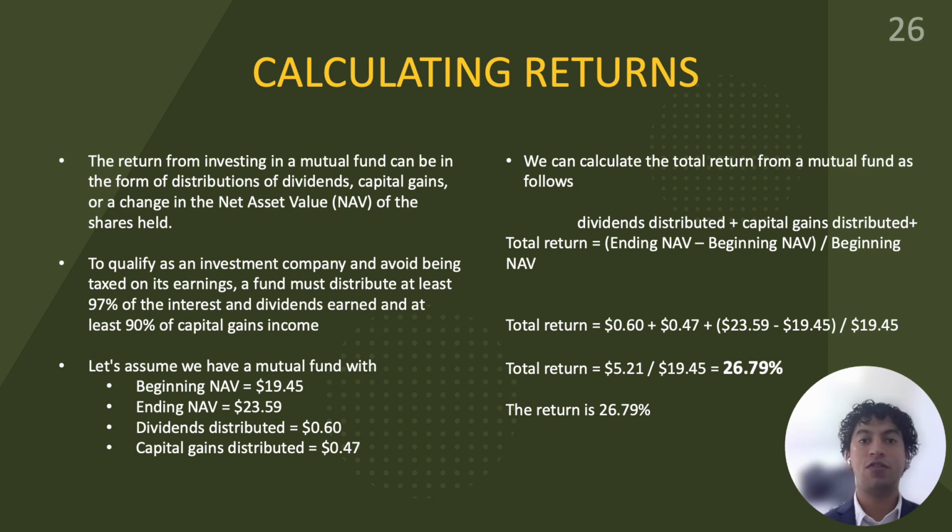Let's assume we have a mutual fund with a beginning NAV of $19.45, an ending NAV of $23.59, 60 cents of dividends distributed, and 47 cents of capital gains. To calculate the total return, we're going to add the sum of capital gains and dividends to the difference between the ending NAV and the beginning NAV. With that value of $5.21, we're then going to divide by the beginning NAV, which should give us a total return of 26.79%. That is the total return of the mutual fund that we have here in the example.